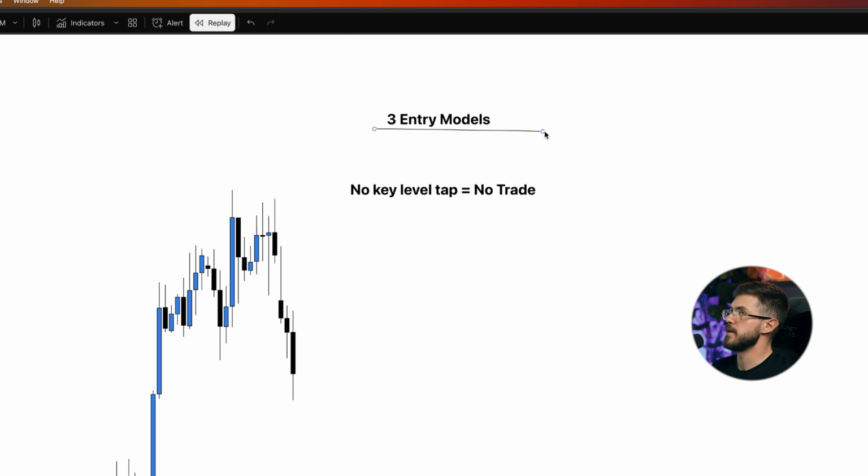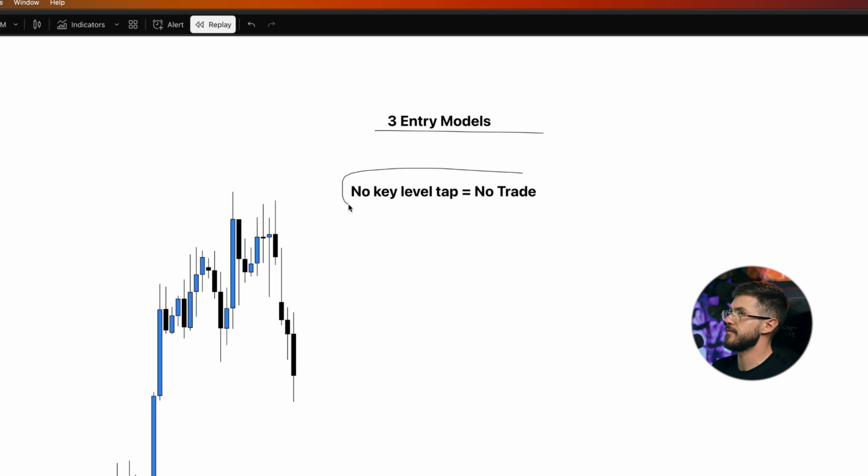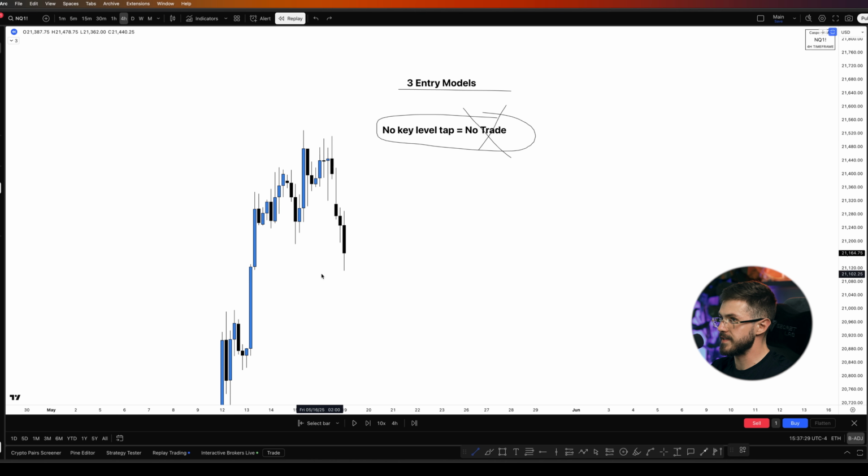I'm going to teach you 3 entry models, but before we get into that, you have to understand that if there is not a key level tapped, then you have no trade. This makes sure you're only taking high probability trades. So I want you to look at this example over here.